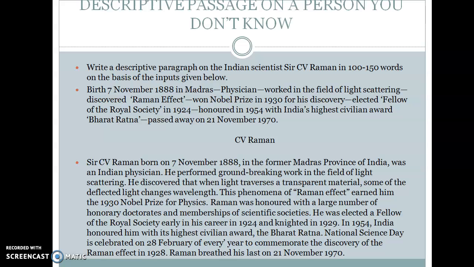Sir C.V. Raman was born on 7th November 1888 in the former Madras province of India. He was an Indian physicist. He performed groundbreaking work in the field of light scattering. He discovered that when light traverses a transparent material, some of the deflected light changes wavelength. This phenomenon of Raman effect earned him the 1930 Nobel Prize in Physics. Raman was honored with a large number of honorary doctorates and memberships of scientific societies.